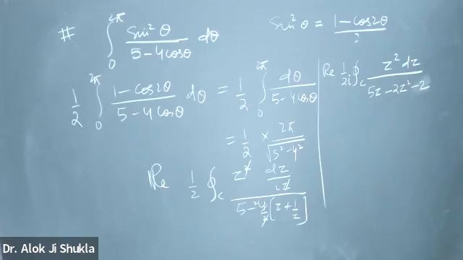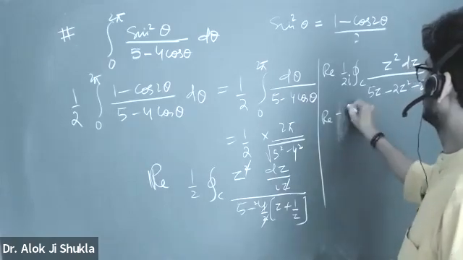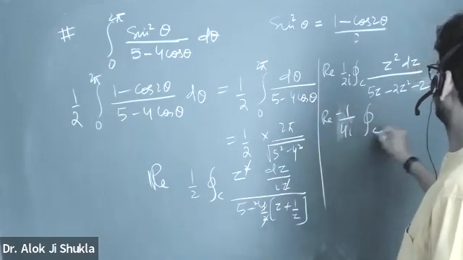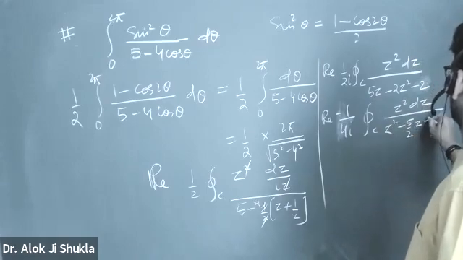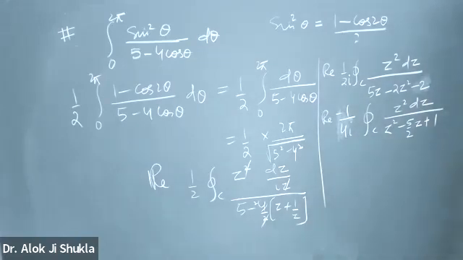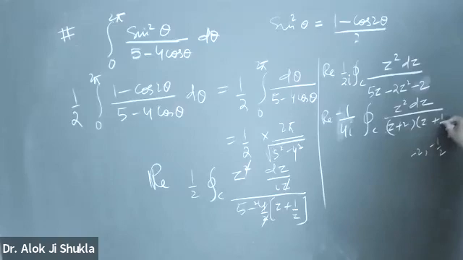5z minus 2z square minus 2, and this will become real of 1 by 2 iota, minus 1 by 4 iota. Correct? Z square minus 5 by 2 z plus 1. इसका फैक्टराइजेशन करना. -2 and -1 by 2. So it will become z plus 2 and z plus half.